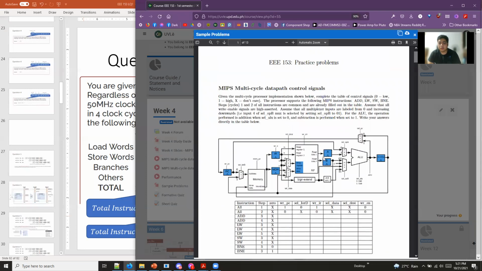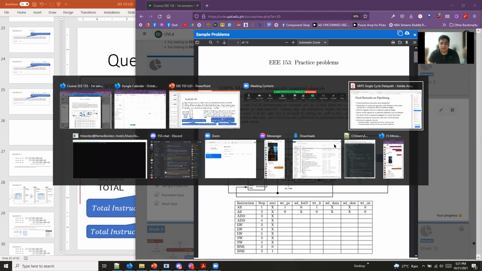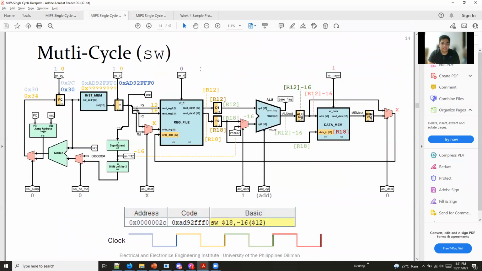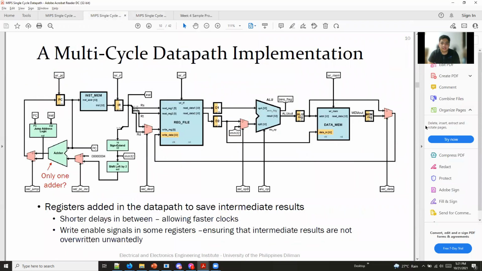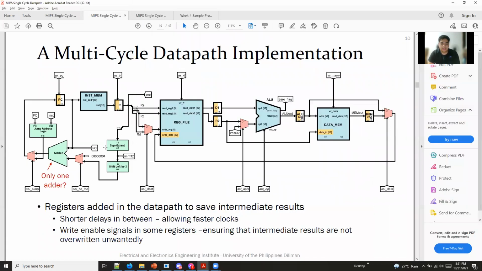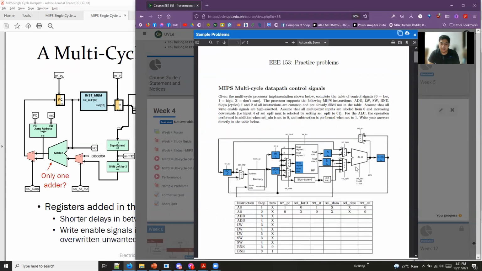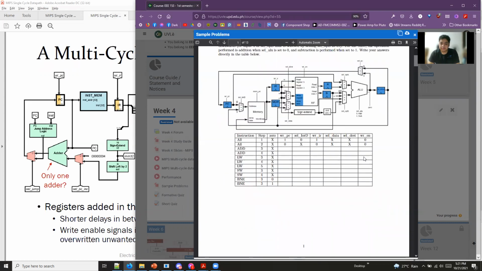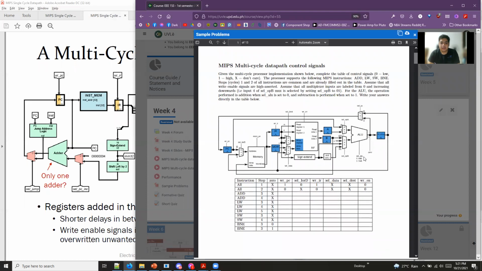So, note lang here, I think iba yung data path na ginamit, comparing it to yung single cycle data path dito. Ayun. So, ito isang ALU lang siya and walang data memory. And then, dito naman, meron tayong additional na other dito, I think for branch operations na hindi existent dito. So, kailangan mong mag-modify ng konting signals to accommodate that change.